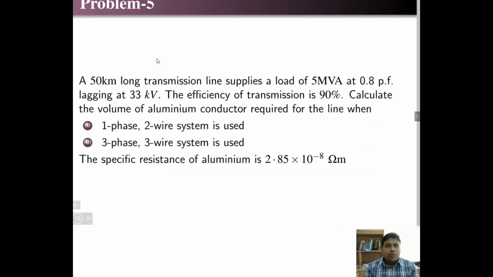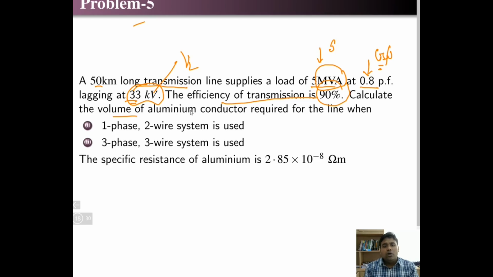Now the next problem, problem number 5. Here you have a 50 kilometer long transmission line which is supplying a load of 5 MVA, 0.8 power factor lagging and 33 kV. The thing to be noted here is that the unit is MVA, so this is basically the complex power given. The power factor information is given, and the 33 kV voltage is given. This is basically the line voltage and not the phase voltage. The efficiency of the transmission line is given to be 90%.